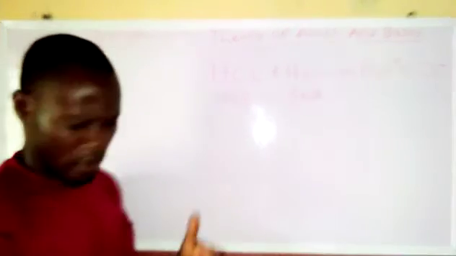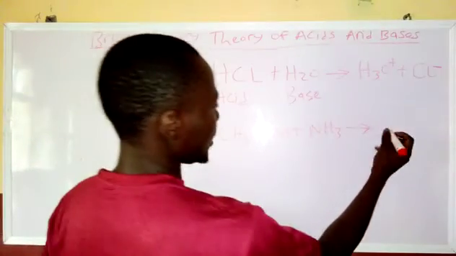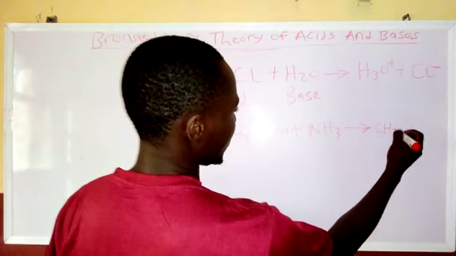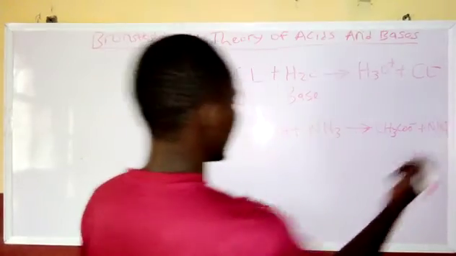So that's that. Another example: the reaction between ethanoic acid, CH3COOH, plus NH3. Now look at this reaction. Let me write down the products. What we have is CH3COO negative plus NH4 positive.